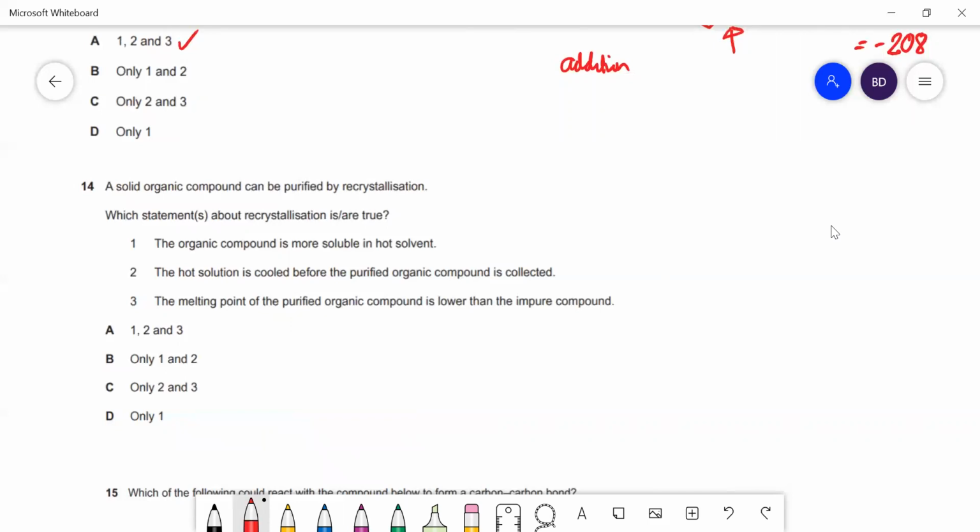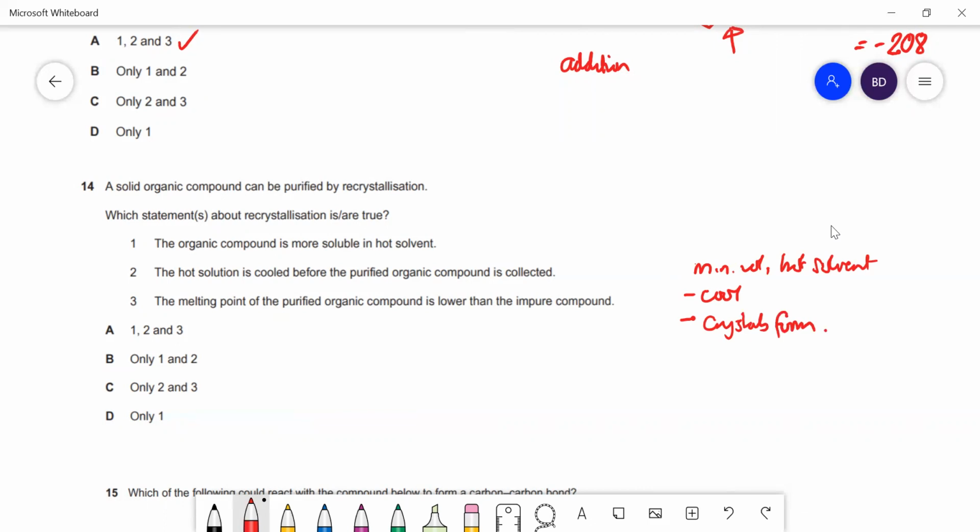With recrystallization, you want to dissolve your compound in the minimum volume of hot solvent. Then when you cool it down, the crystals are going to come out, crystals form. That's because it's a lot more soluble when hot than cold. So that's the principle of recrystallization.